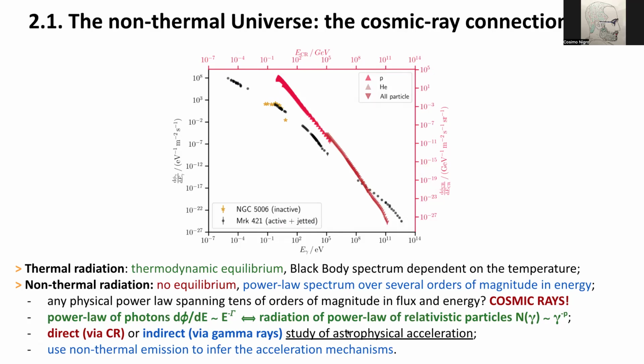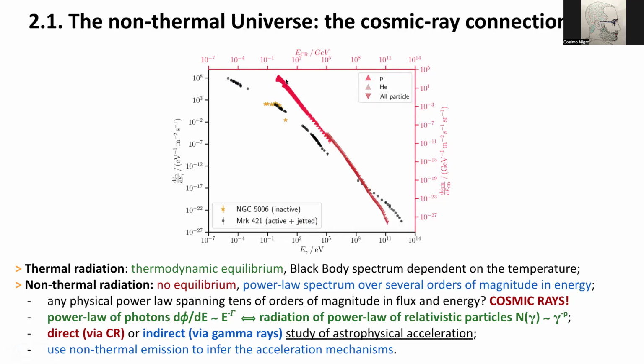So basically we can say that we can study astrophysical acceleration either directly via cosmic rays, but we lose any directional capability, or indirectly through gamma rays, but we acquire astronomical capability. We can pinpoint back to the sources. And as I explained before, non-thermal emission can be used to infer the acceleration mechanism. Again, I want to remark that the black spectrum is not the result of the red spectrum, because the red spectrum is the global flux of charged particles from all the sources in the universe. We cannot distinguish the direction.